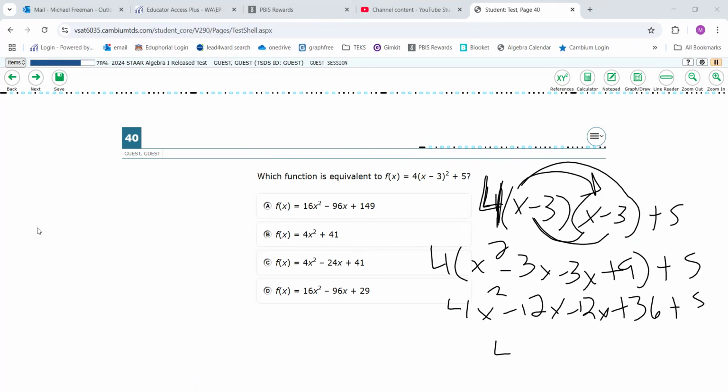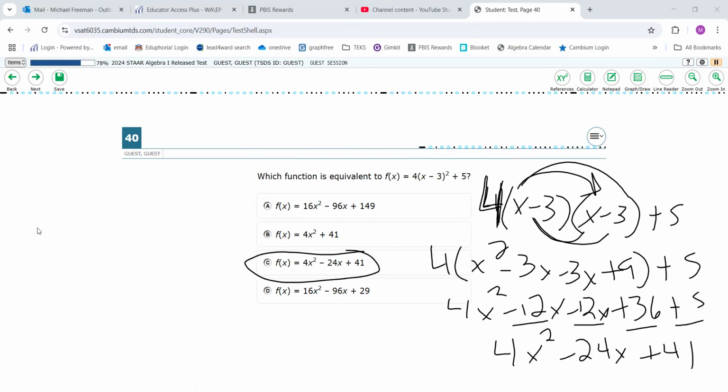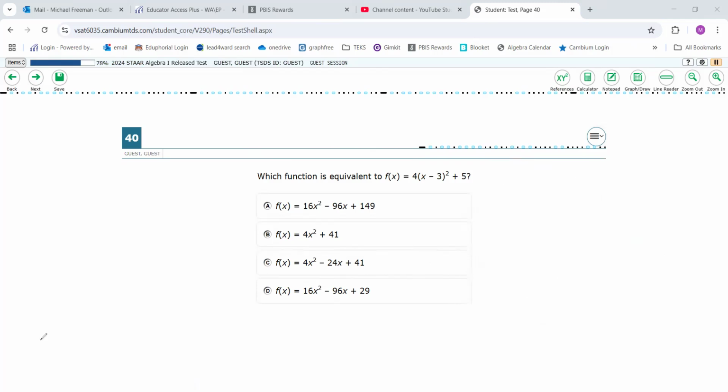Now I got to combine my like terms. 4x squared, negative 12 and negative 12 makes negative 24. 36 plus 5 is 41. So our answer is C. Okay, well, we've learned how to do that. 4x squared minus 24x plus 41. Good deal. We got it. So I had to double distribute, which we've been practicing, then distribute my 4, then add my constant. Okay, I forgot to clear this before we move on. So we got C.